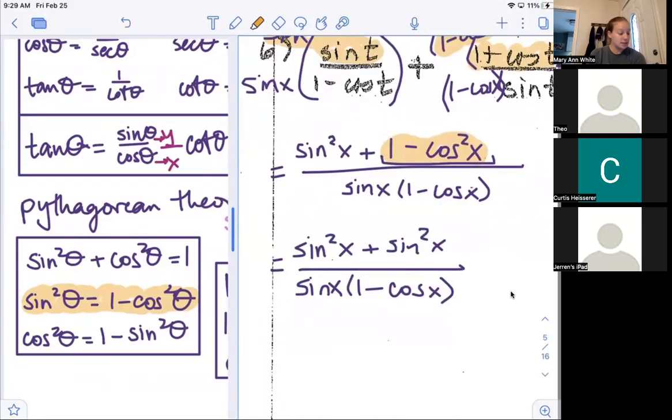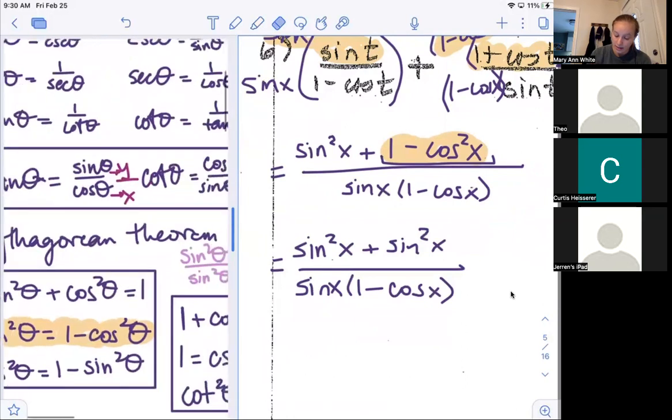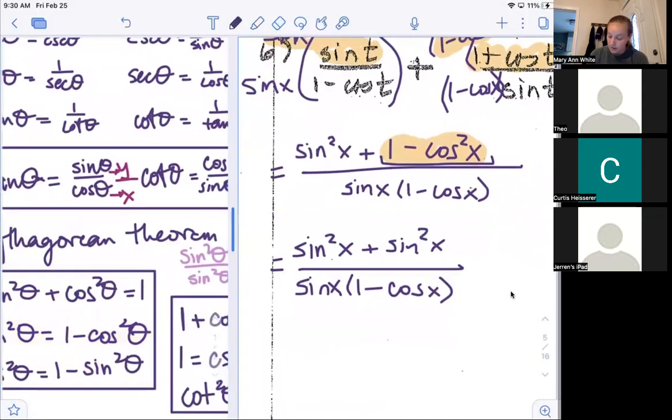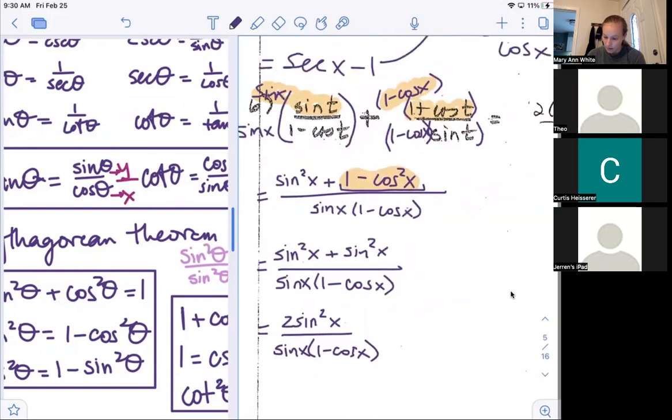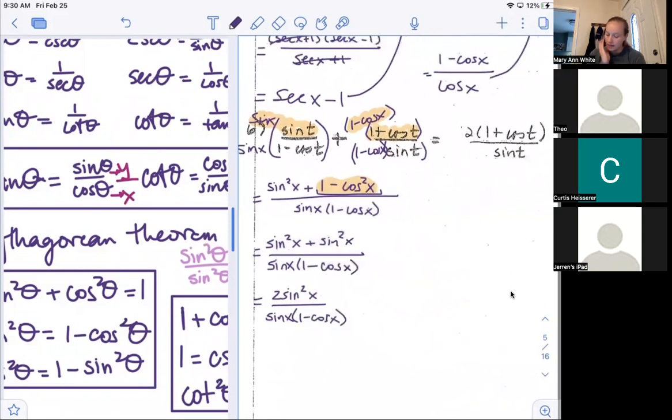All right, now, does anyone see anything I can do next? Add the signs. Add my signs, very good. So sine squared plus sine squared is gonna be 2 sine squared. I like to kind of check in, see where I'm supposed to be going. Okay. All right, what should I do next? Or what can I do next?